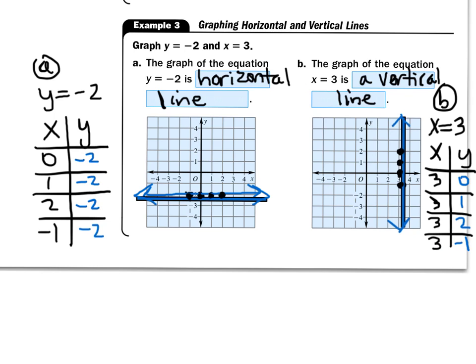And then 3, comma, negative 1. Start at the origin, go to the right 3, and down 1. And now you have your 4 dots. Take your straight edge and draw a perfectly straight line through those 4 dots and put arrows on both ends. So this would produce a vertical line. The y equals negative 2 produced a horizontal line.